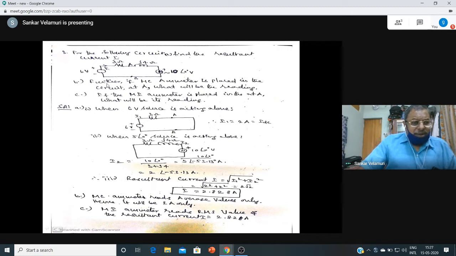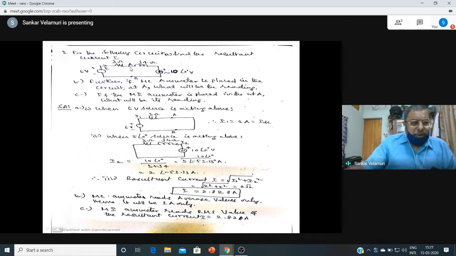Now the second one, this is devised by me. Further, if a moving coil ammeter is placed in the circuit at point A, what will be the reading of the ammeter? That is implied. It is only a series circuit, so the ammeter can be anywhere in the circuit. If the moving iron ammeter is placed in the circuit at point A, what will be its reading? Sorry, I have missed writing circuit here, but continuity is there. So these are the two later questions which I got in my mind.